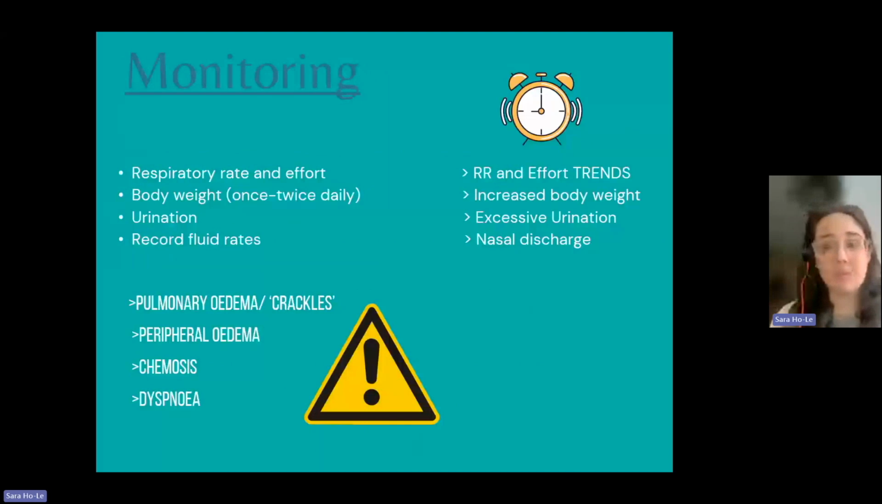I like to do that every 2 to 4 hours. I like it when my vets also chart that on SmartFlow. And for me, it's a good prompt. We also wanted to be monitoring body weight once to twice daily.